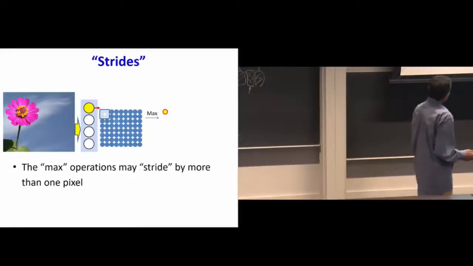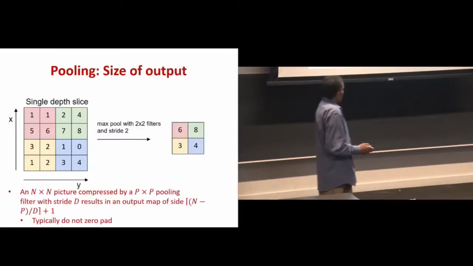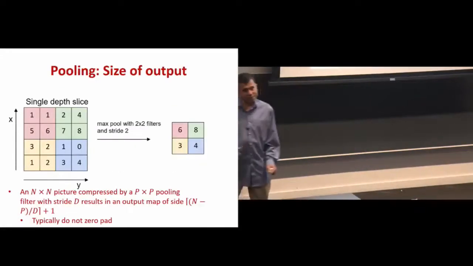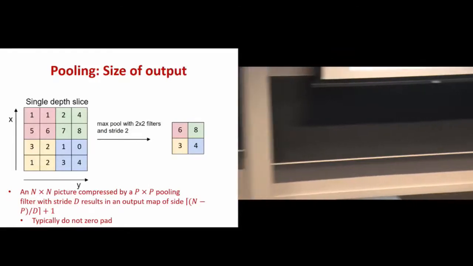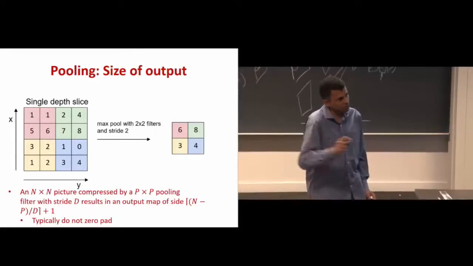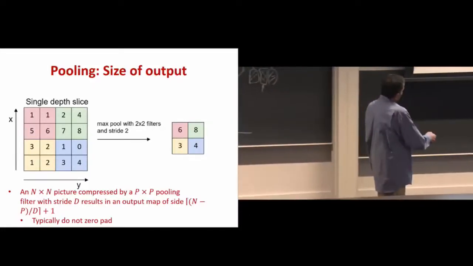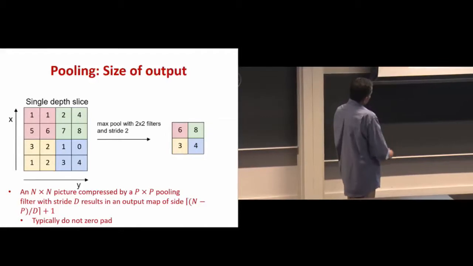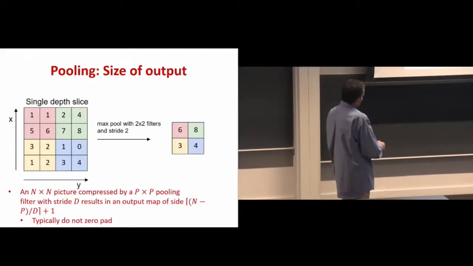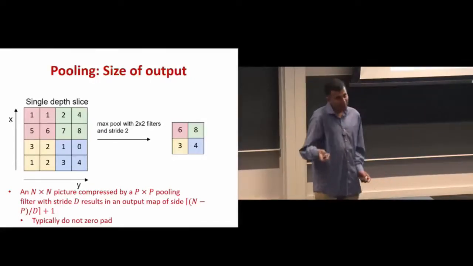And once again, over here, you can stride by more than one, and striding by more than one is going to result in a reduction in the size. Typically, when you're performing the max pooling operation, you are going to be striding by more than one, which is why we call this the downsampling operation. So if you have some p cross p pooling and you have some stride d, the result is going to be (n minus p) over d plus 1, exactly the same as we saw before.